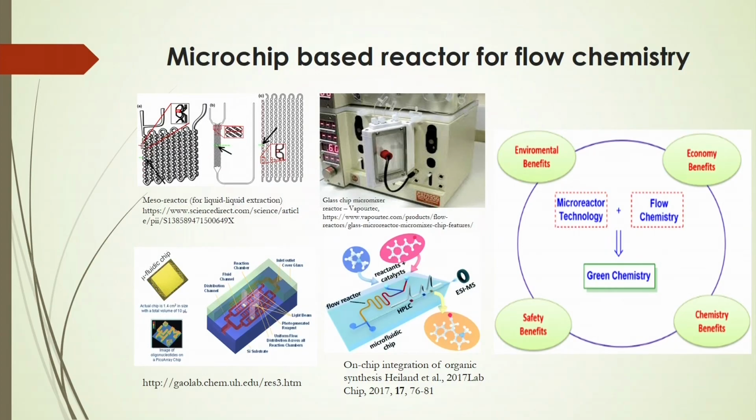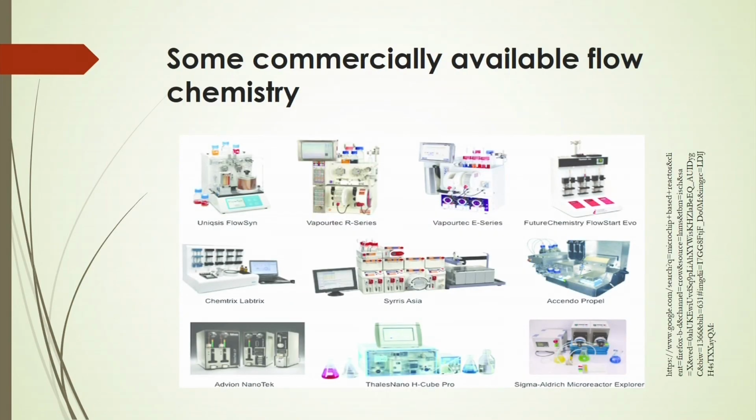So, this type of micro-based reactor with flow chemistry for chemical synthesis will be beneficial for green chemistry. Some commercially available flow chemistry systems are also there, as given in the slides. Please go through these slides, so that you can have some idea where these different types of chemical synthesis in different types of micro reactors for chemical process synthesis are being done commercially.